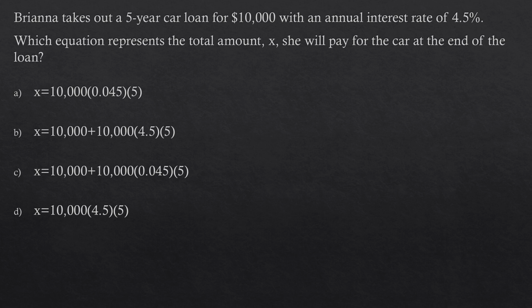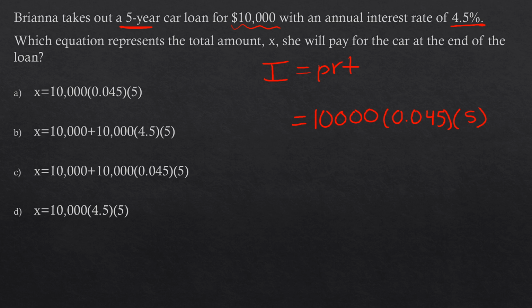Okay, so let's think about our IPRT here. Okay, so the amount of money that she's taking out of her loan is $10,000, right? That's how much money she has to take out. So my principal here is going to be $10,000. My interest rate is 4.5%. So as a decimal, that's 0.045. And her car loan is 5 years long. Okay, so if I were to multiply all three of these numbers together, that would give me how much interest she has to pay, which is I.